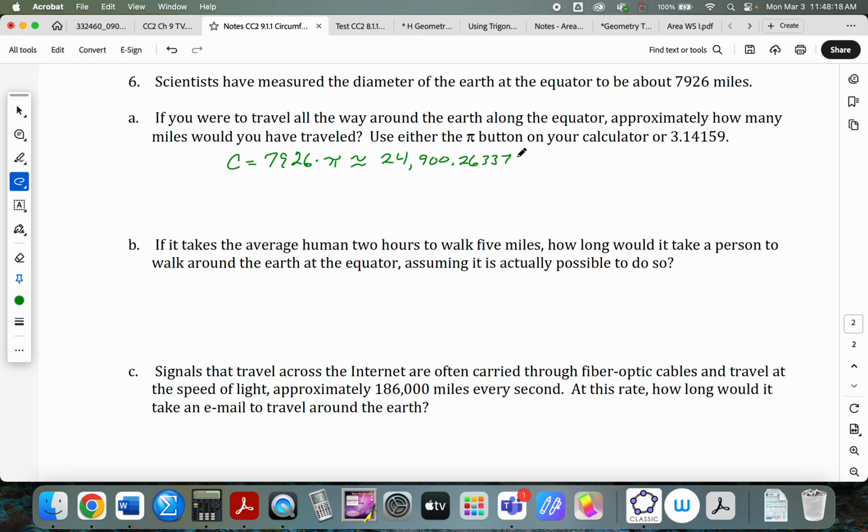If you do 7926 times 3.14159, you get something that's pretty close. You get 24,900.24234. So it's only off by a very little bit.